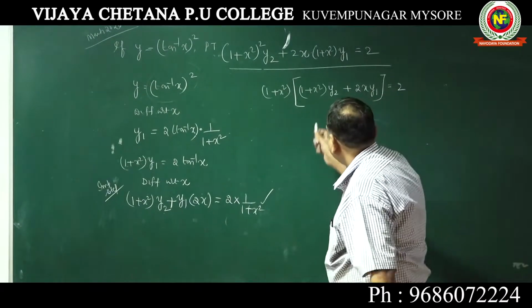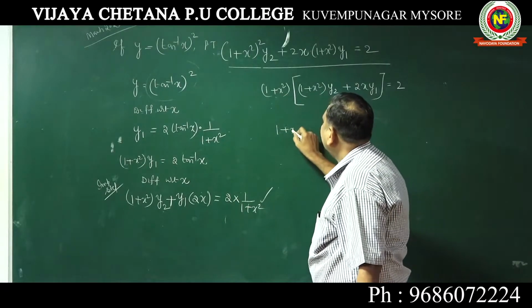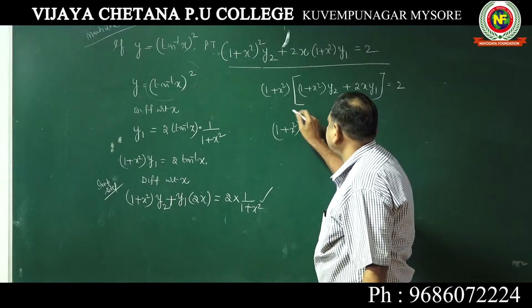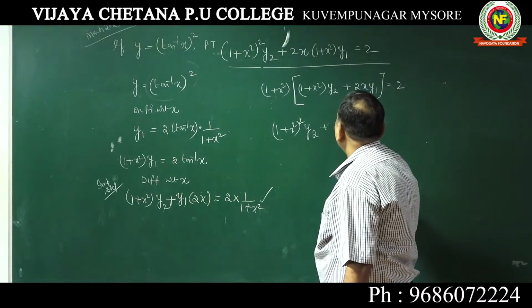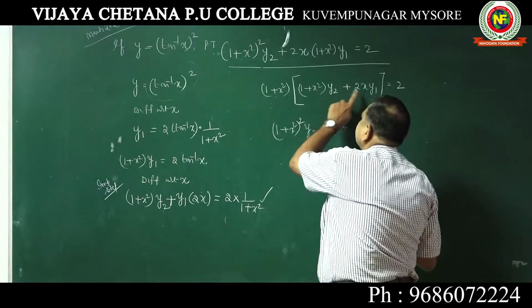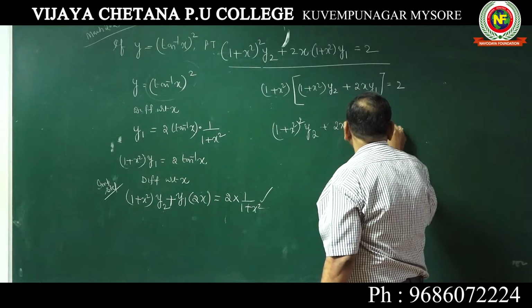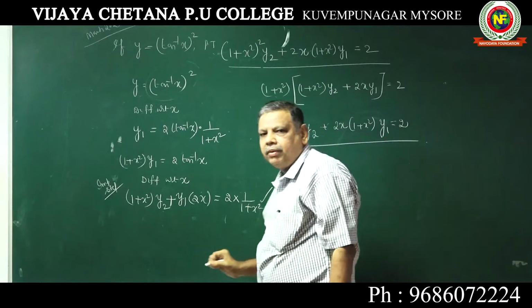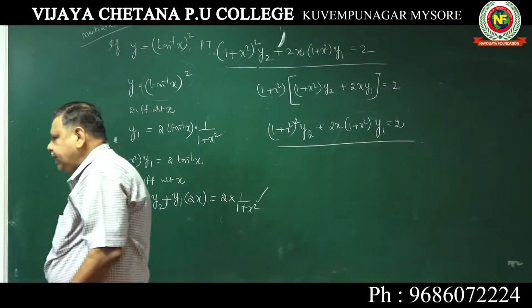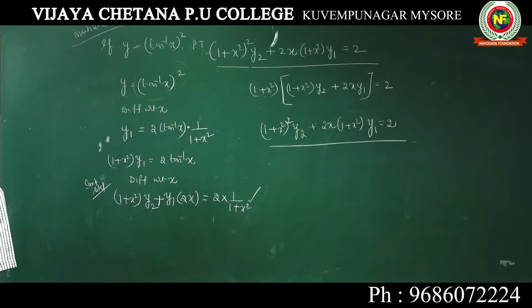Otherwise you can write like this and then cross multiply, then you multiply (1 plus x square) whole square. First thing is (1 plus x square) whole square y2 plus 2x into (1 plus x square) y1 is equal to 2. This is the answer. Very, very simple problem, 3-4 steps, you get 5 marks. Very easily you can score 5 marks in the examination.